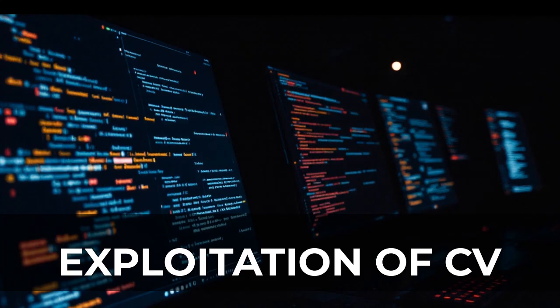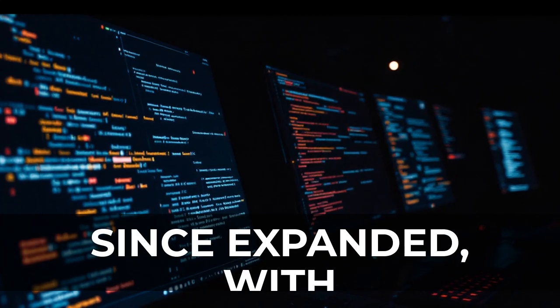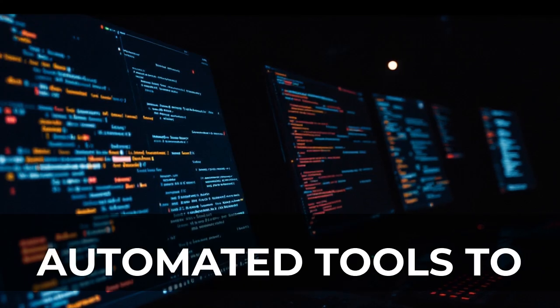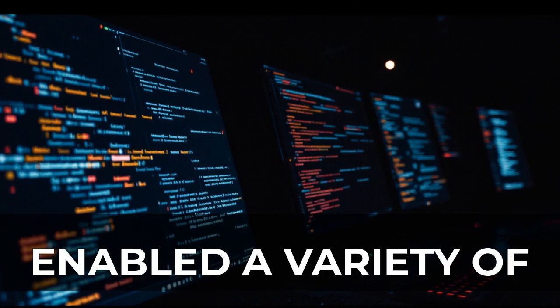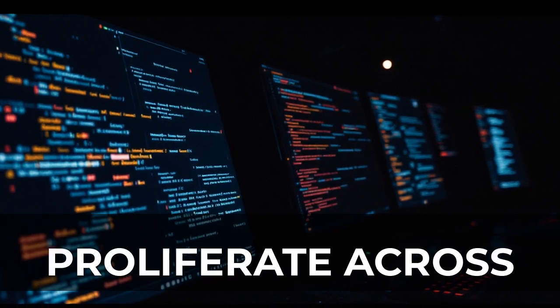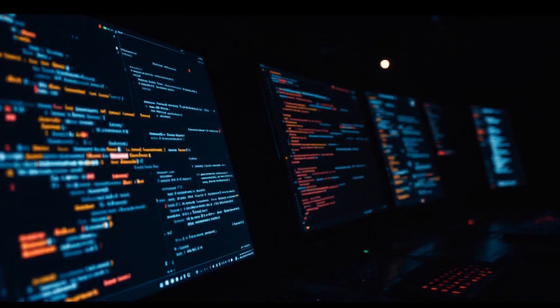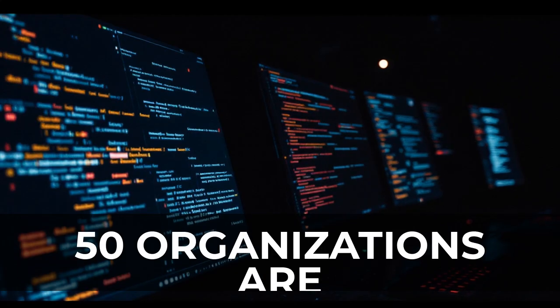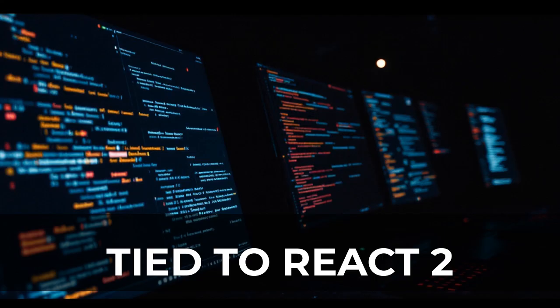The exploitation of CVE-2025-55182 has since expanded, with attackers leveraging automated tools to target both Windows and Linux systems indiscriminately. This automation has enabled a variety of payloads, including PeerBlight and ZinFoq, to proliferate across multiple sectors, from construction to telecommunications. Recent updates indicate that over 50 organizations are now affected, with a notable uptick in malicious activities tied to React2Shell.